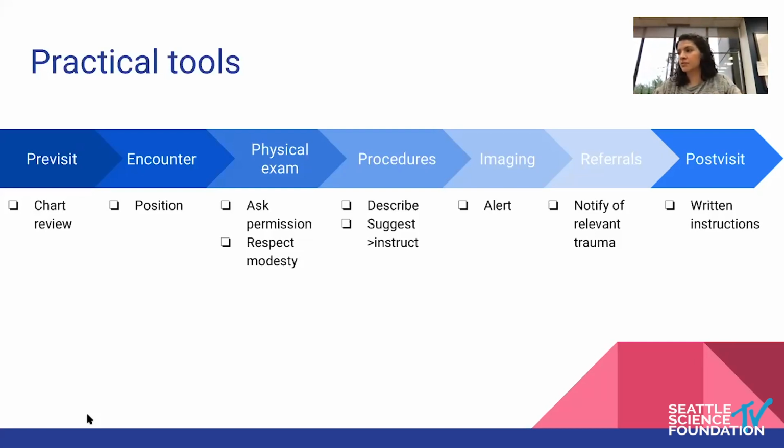Another thing we can do is offer suggestions instead of giving instructions. So something I tend to say a lot is take a deep breath, but instead we can offer, some people find it helpful to take a deep breath. When it comes to imaging, it's really important to alert our patients if imaging might be invasive, like a transvaginal ultrasound, or constrictive, like an MRI.